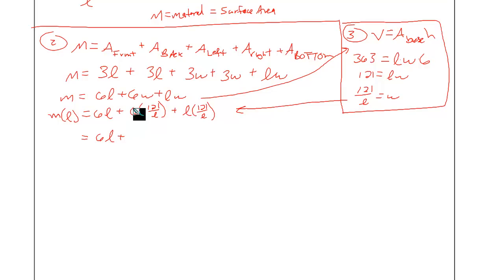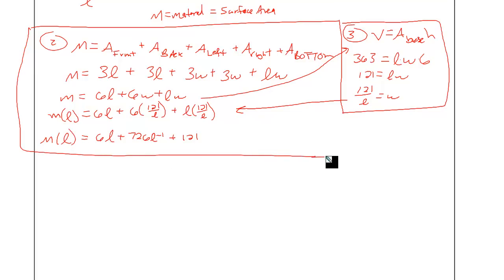Simplify this. 6 times 121, 726. This L, we're dividing by it. We could write this as L to the negative 1, which is what we want to do because we got to find the derivative. Here your L's cancel, so you get plus 121. This is our official material function. Next thing we got to do is find the derivative. That would be 6 minus 726 L to negative 2. A negative 1 minus 1 is a negative 2. The derivative of 121 is 0. Set it equal to 0.